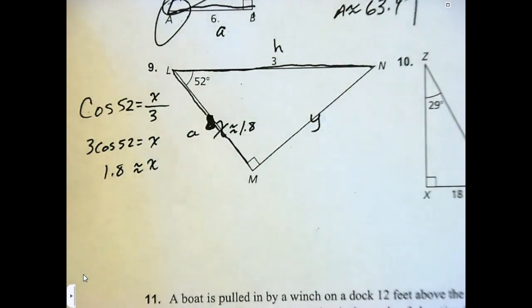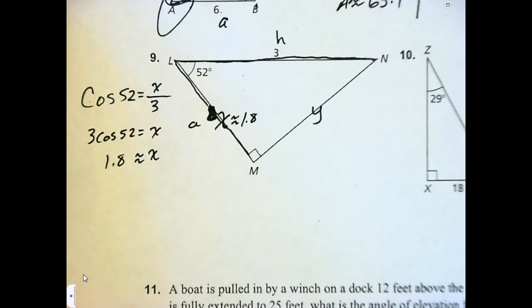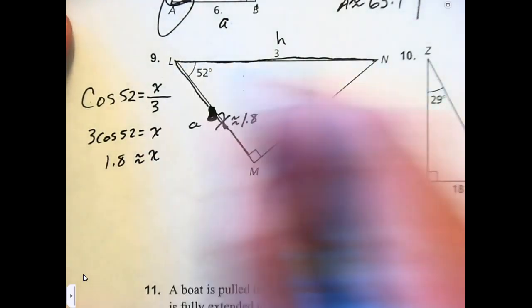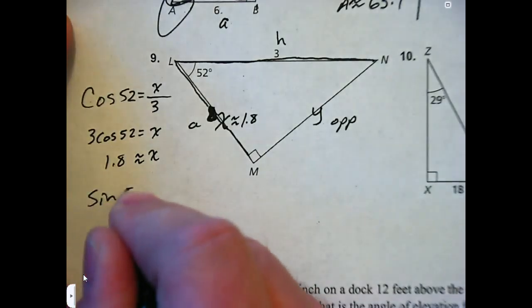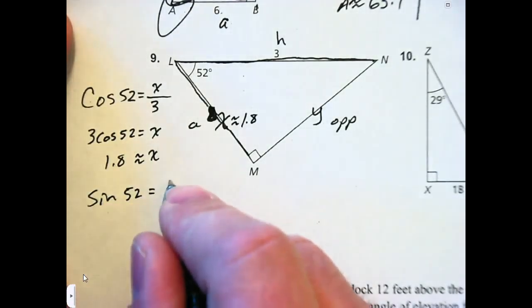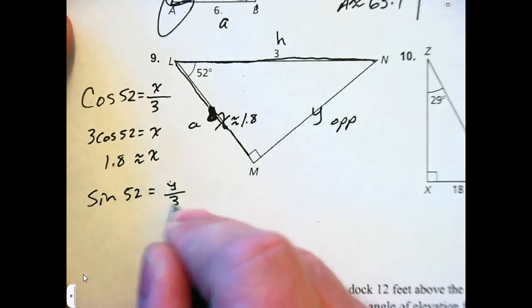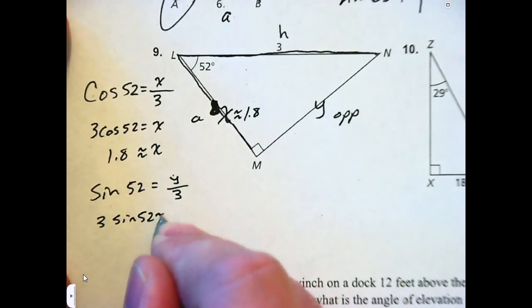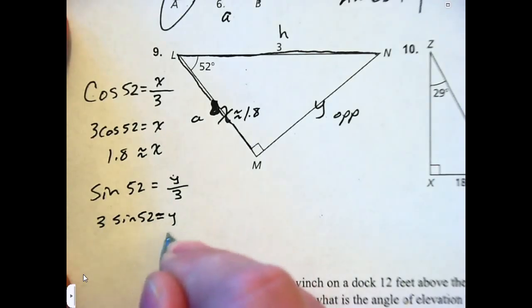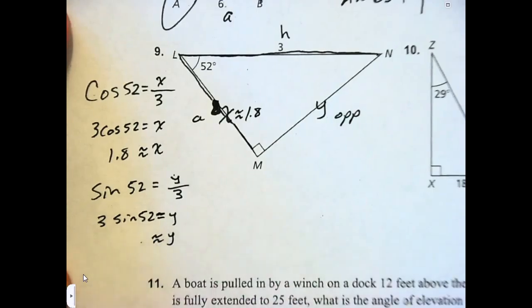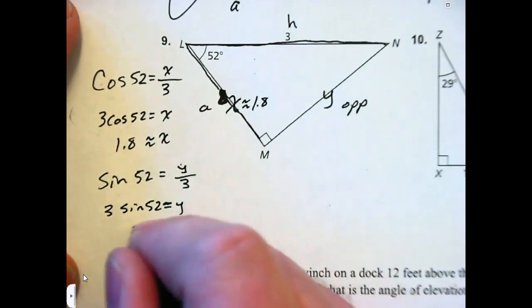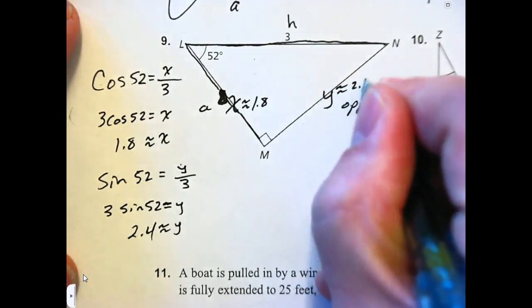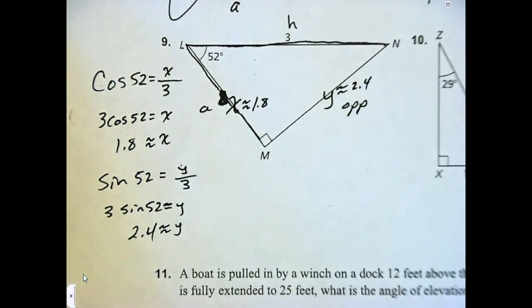Then y, if I go through the same process, this is opposite. I could use sine of 52 is equal to the opposite over the hypotenuse. So I get 3 sine 52 is equal to y. So y is approximately 2.4. Okay, so now I have all 3 sides.